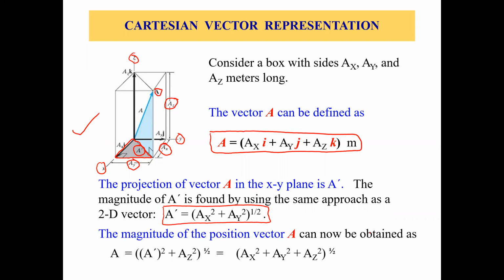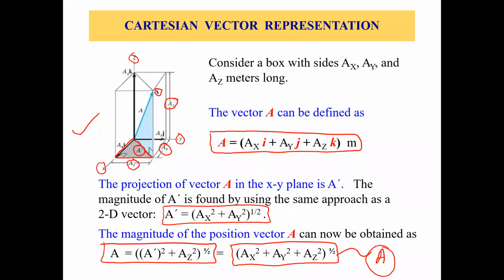Now the magnitude of the vector A can be obtained as here, right? So what is the magnitude of position vector A? A equals the square root of A dash squared plus AZ squared, right? And we can also write that as this, if you just put in the value of A dash. If you put in the value of A dash, then this is the magnitude of vector A, right? So the square root of AX squared plus AY squared plus AZ squared.